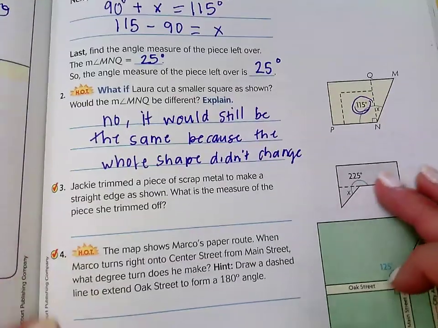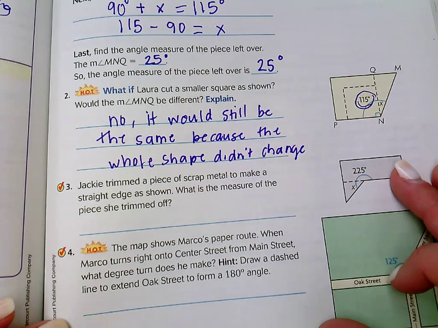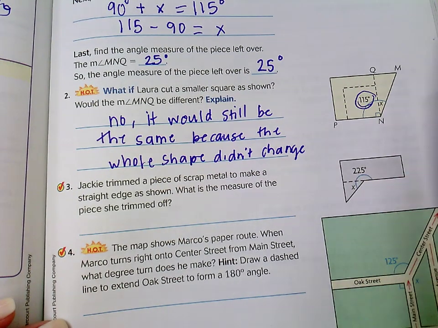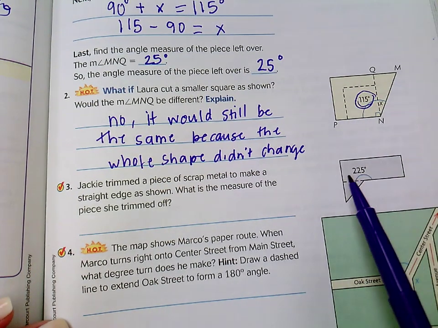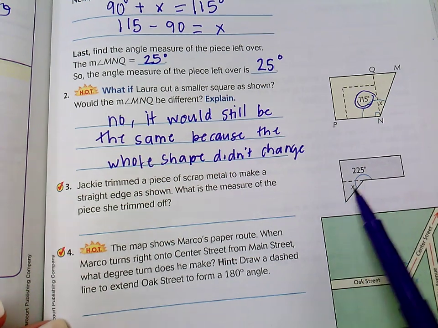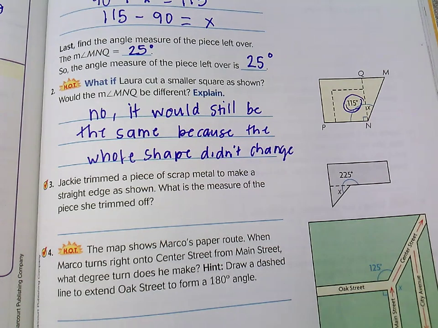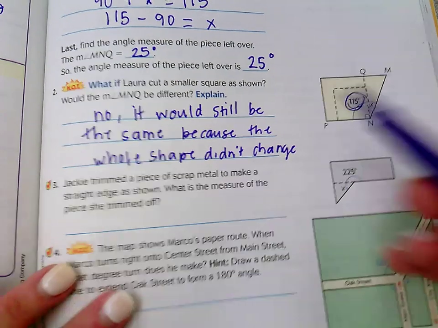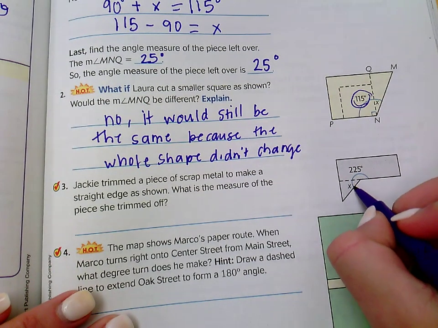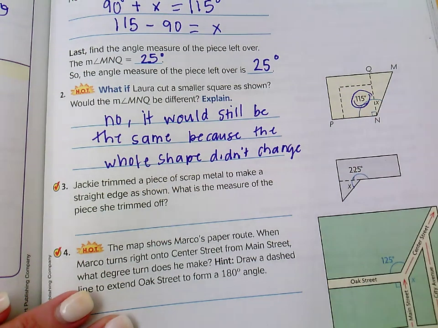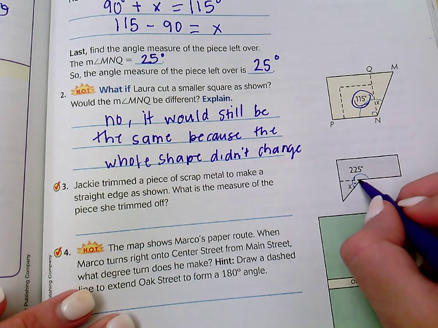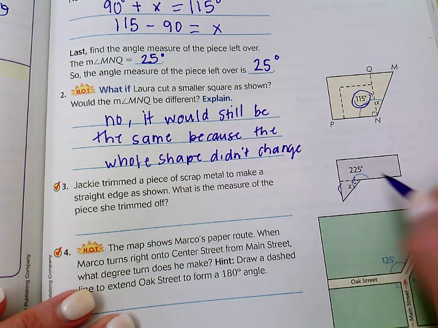Okay, 3. Jackie trimmed a piece of scrap metal to make a straight edge as shown. What is the measure of the piece that she trimmed off? So this piece right here. This might not look like it gives you enough information, but it does. It's telling you that this angle measure right here is 225 degrees. And they're asking you, what piece is this?